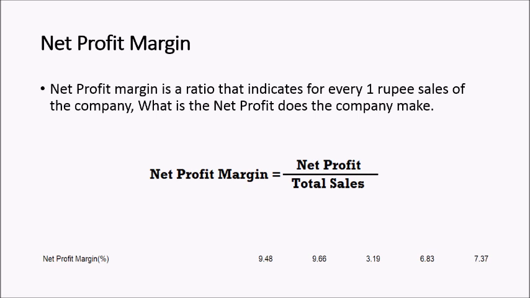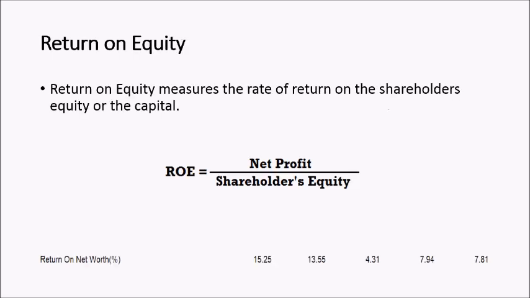The reasonable net profit margin varies from one sector to another. Next, under profitability ratio we have return on equity. What is return on equity? Return on equity measures the rate of return on the shareholders' equity or the capital. It is obtained by dividing the net profit by the shareholders' equity. In this example, the ROE is 15.25%. This indicates that the return on shareholders' equity or return on company's capital for the year is 15.25%. Return on equity above 15% is considered to be good.